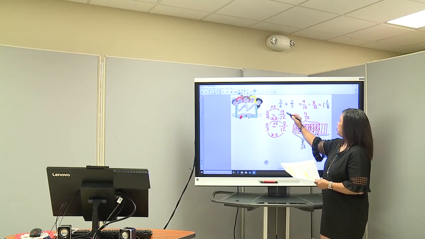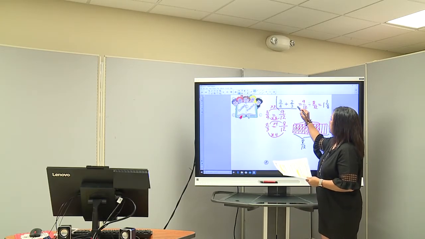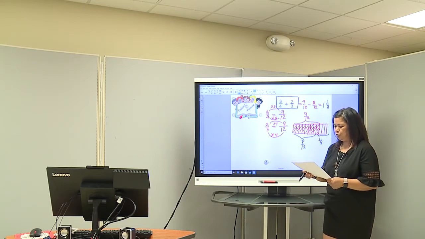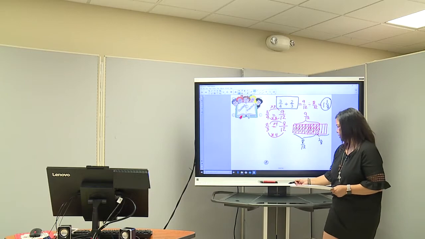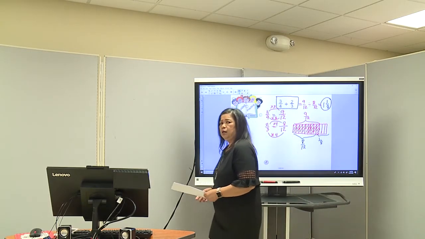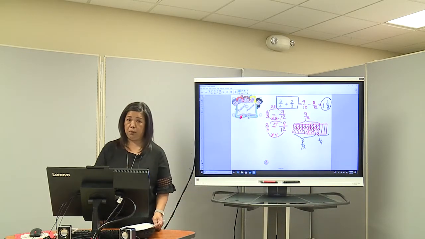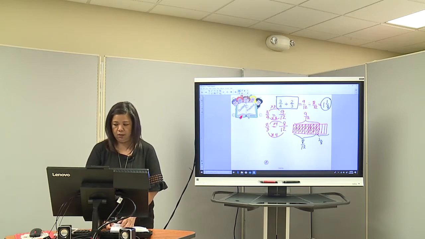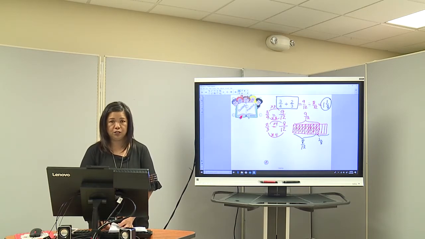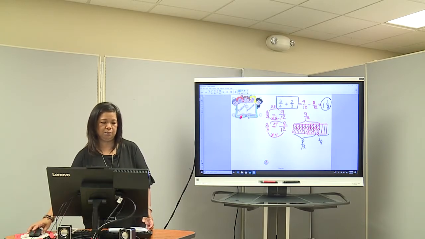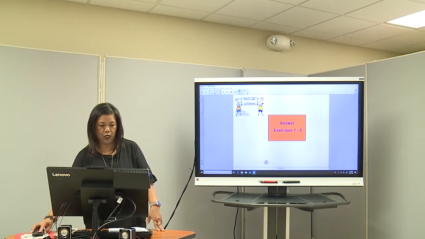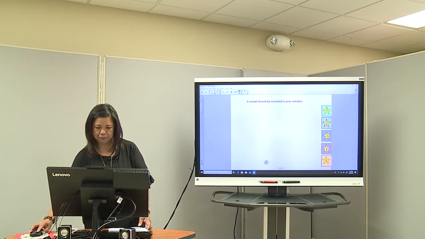Okay. So if I go back to the original problem, 3/4 divided by 2/3 is actually 1 and 1/8. So what did we do? Right? We changed both fractions into equivalent fractions so that both of them will have the same denominator before we divide.